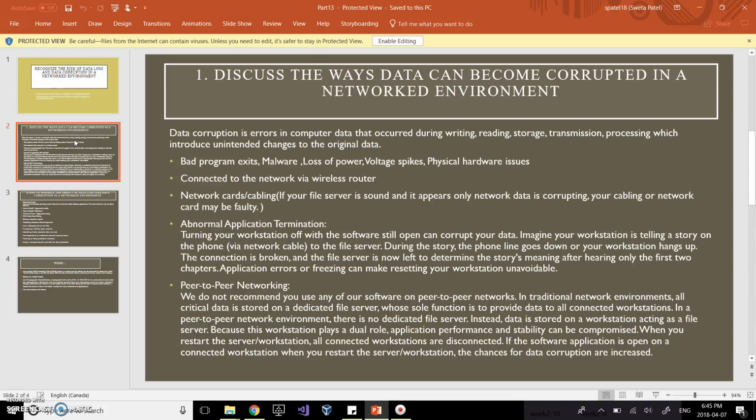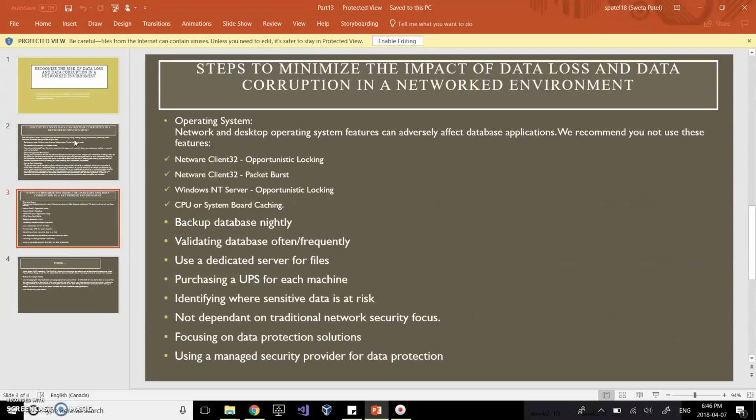So when you restart a server or workstation, all the connected workstations are disconnected. If the software application is open on a connected workstation when you restart the workstation or server, the chances of data corruption are increased. So how can we minimize this data loss and data corruption in a network environment?